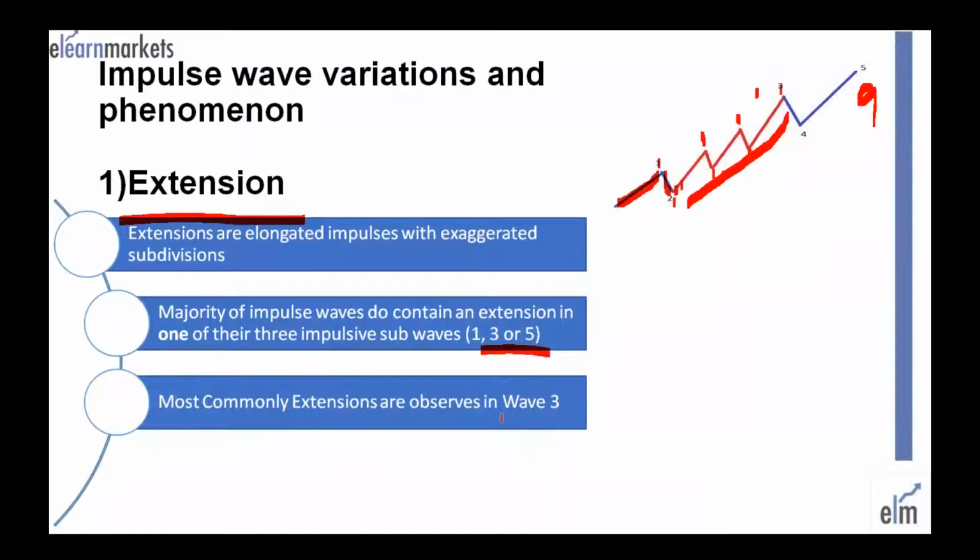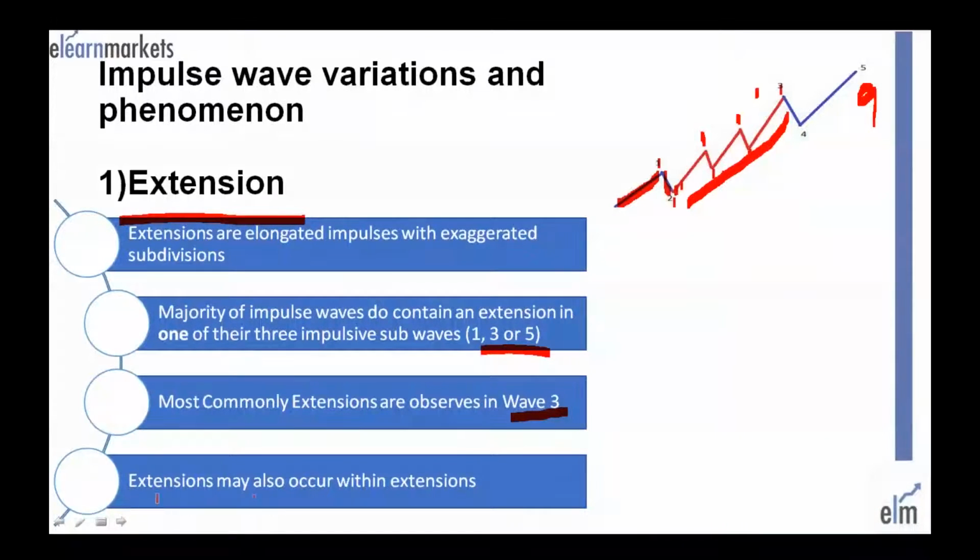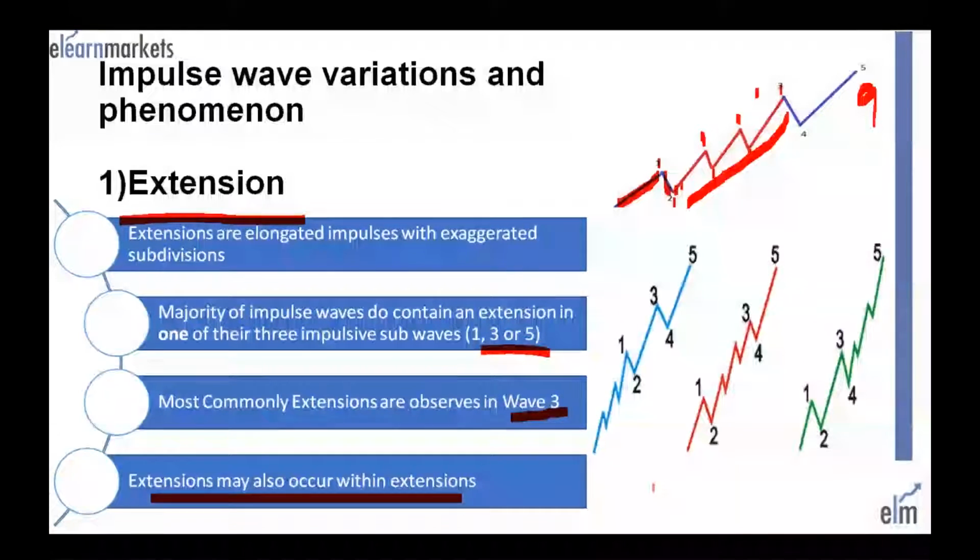Most commonly, extensions are observed in wave 3 because wave 3s are very powerful, and extensions may also occur within extensions. And so on this diagram we can see the different waves extended. We've got wave 1.